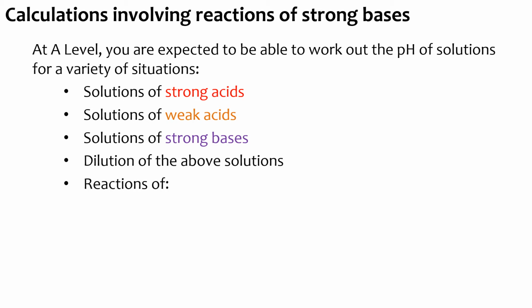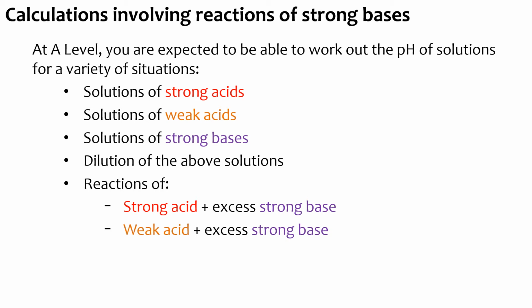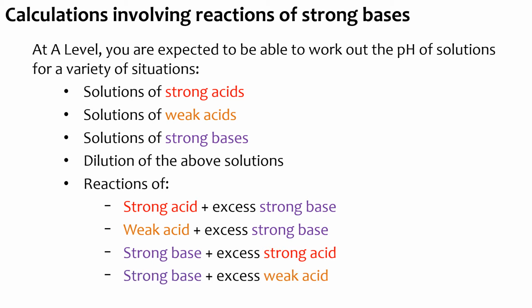And then you also have to be able to calculate pH of solutions left over after reactions. And the reactions that you need to be able to calculate are for a strong acid plus an excess of a strong base, a weak acid plus an excess of a strong base, a strong base plus an excess of strong acid, and then a strong base plus an excess of a weak acid. Now, these three are going to be mentioned in this video, as are the dilution questions. But strong bases and weak acids are actually to do with something called buffers, and that is a whole section of this topic on its own, so that isn't covered in this video.